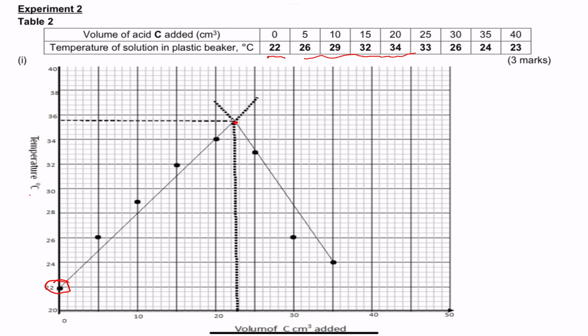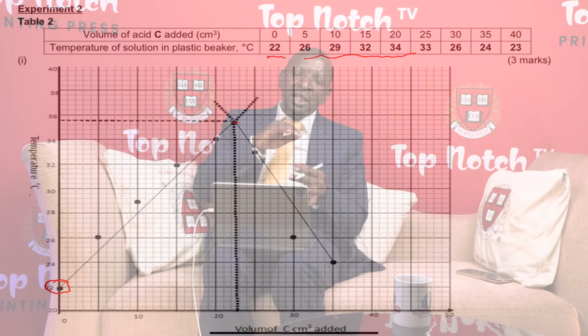Then trend. Trend is, like for this one, it is increasing, then dropping. That is the drop. That is the trend. So if another student's temperature increases until the end, that student will not get the mark for trend. And of course, if you don't get the mark for trend, there is 0 chance of you getting the mark for the curve.